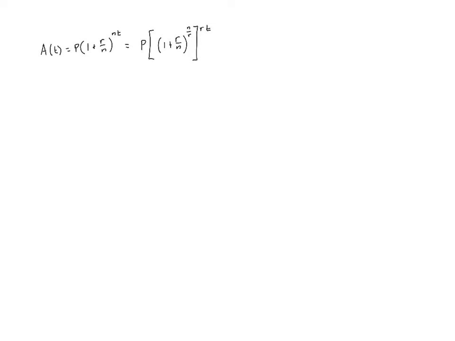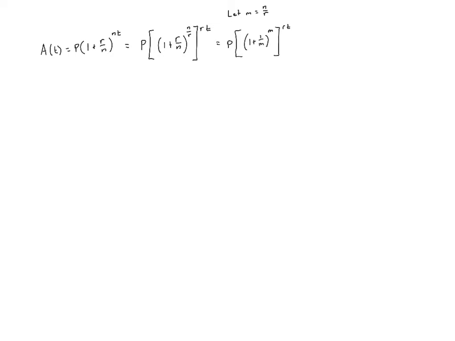So now I'm going to throw in a new letter. I'm going to let m be n over r. So wherever we have an n over r, we're going to replace it with m. On top of the parentheses, we're going to have an m. And since m is n over r, if we have r over n, that's the reciprocal of m, so this is going to be 1 plus 1 over m.